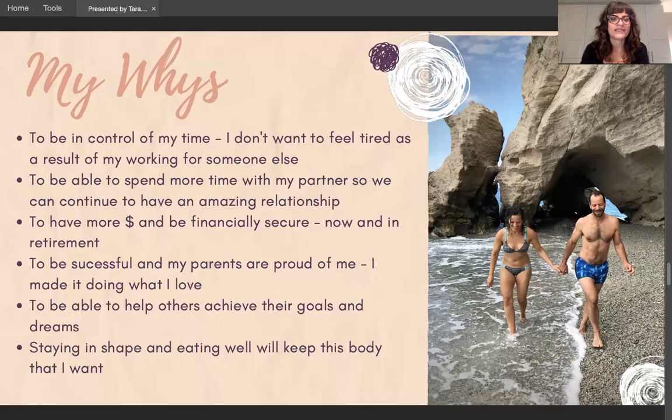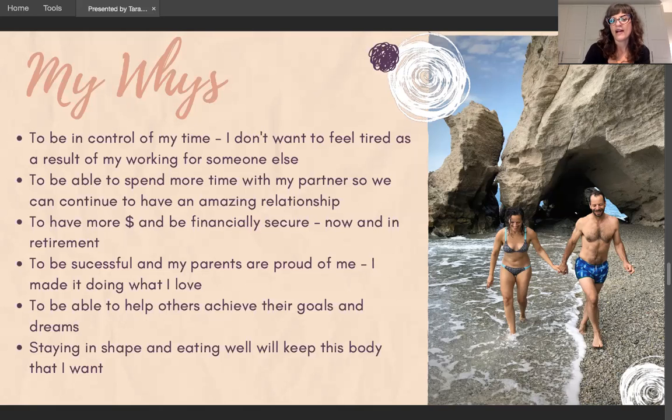So my whys: I want to be in control of my time. And like I said earlier, I don't want to feel tired as a result of working for somebody else. I want to be able to spend more time with my partner so we can continue our amazing relationship. I want to have more money and be financially secure now and in retirement.